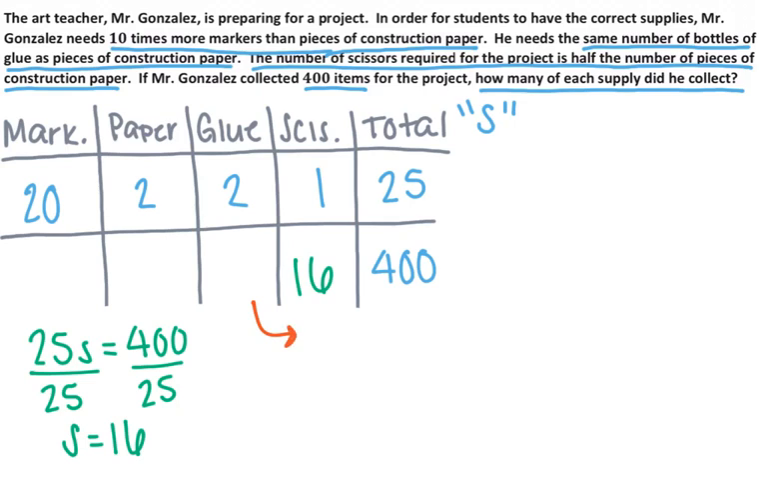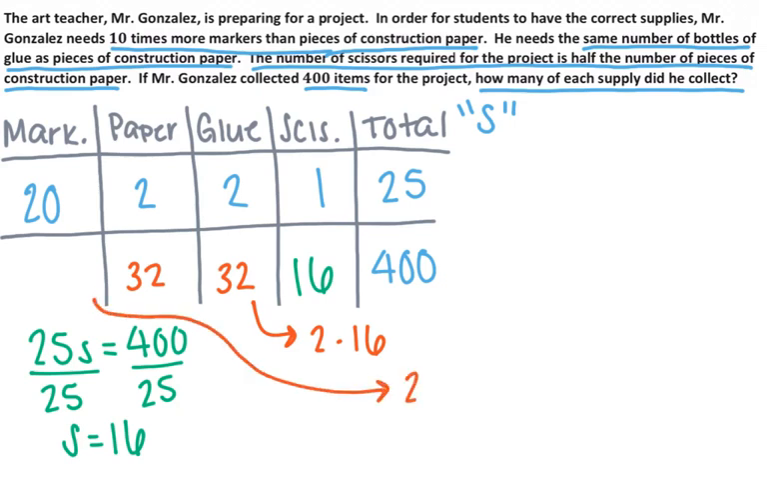Solve for glue. We will have 2 times 16, which is 32. And because he has the same amount of glue as paper, we know that paper has to be 32 as well. And then for markers, it will be 20 times 16, which is 320. So he has 320 markers, 32 pieces of construction paper, 32 glue bottles, 16 scissors.